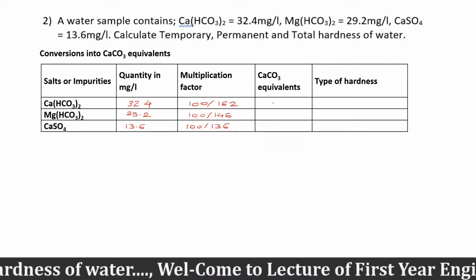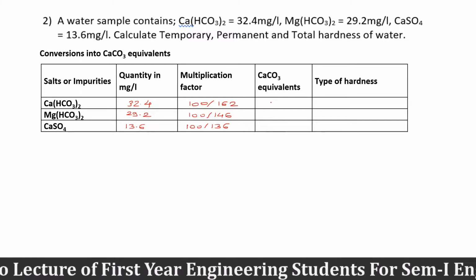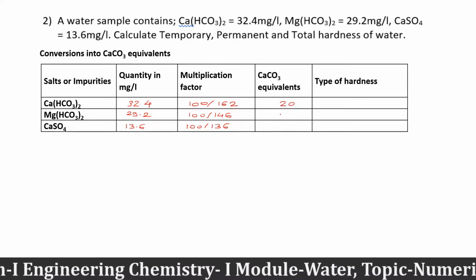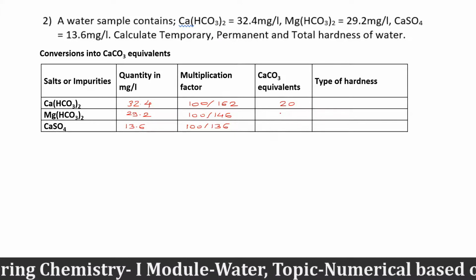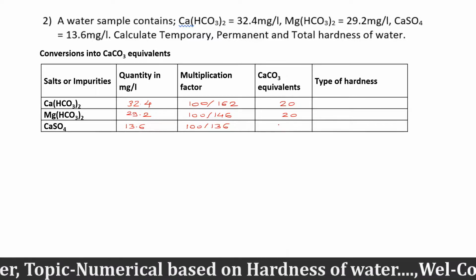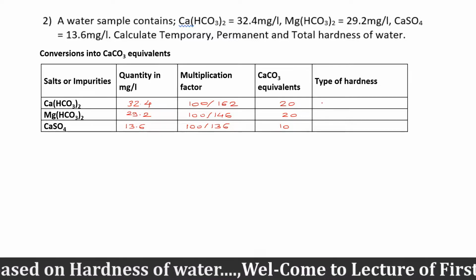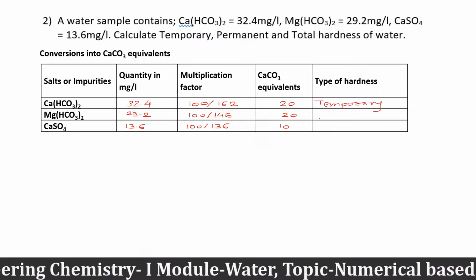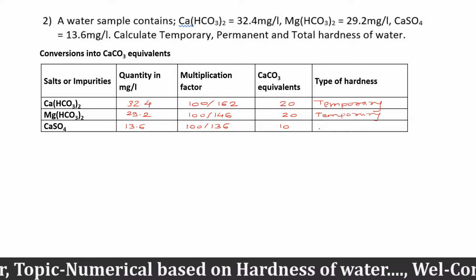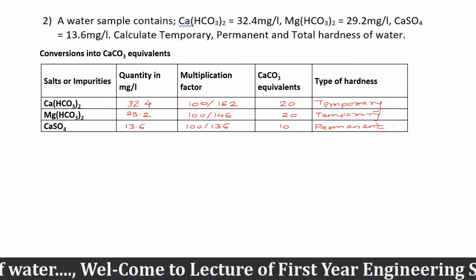For the first salt, calcium bicarbonate, by simple multiplication 32.4 into 100 upon 162, it is 20. Magnesium bicarbonate, it is again 20, and for calcium sulfate it is 10. Then type of hardness. Calcium bicarbonate, it is a temporary hardness. Magnesium bicarbonate, it is again temporary hardness, and calcium sulfate, it is a permanent type of hardness.